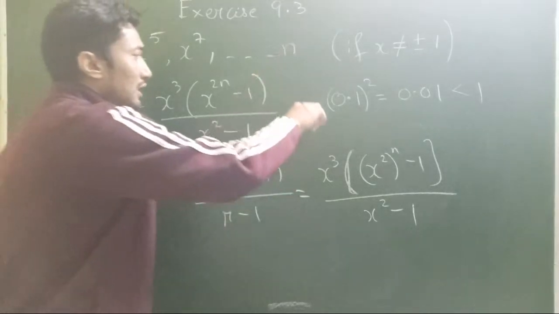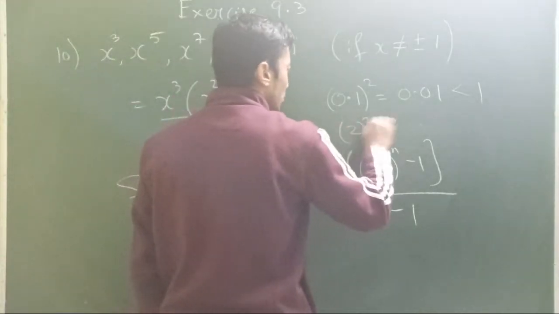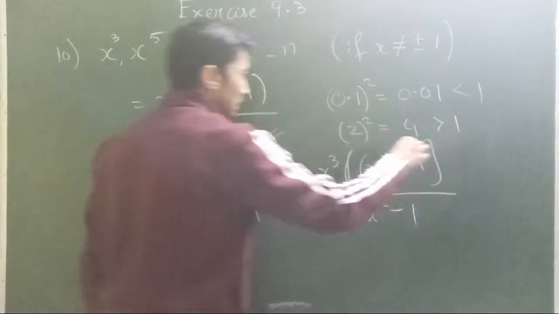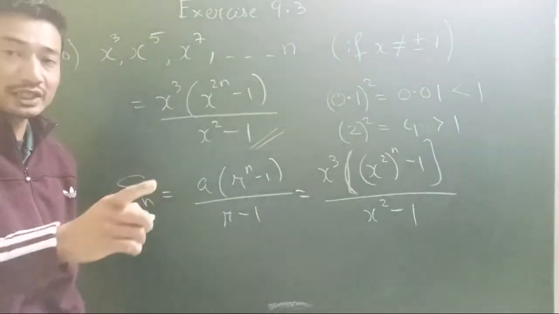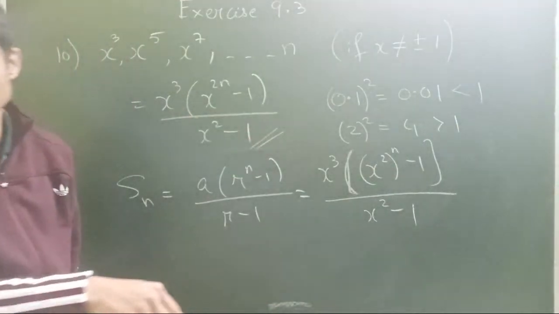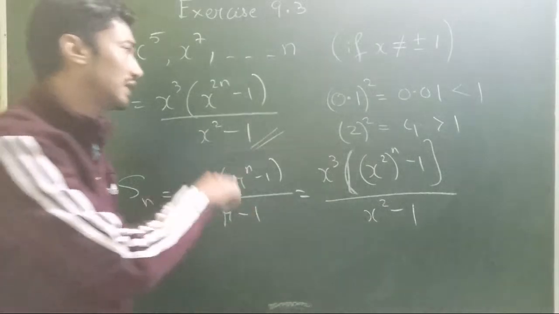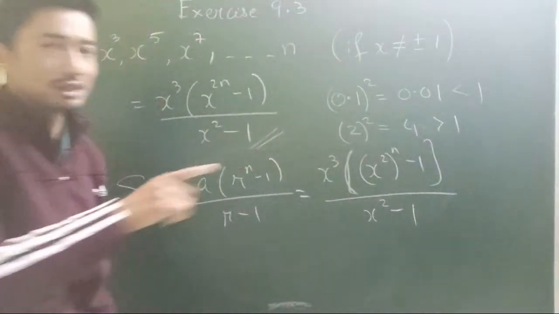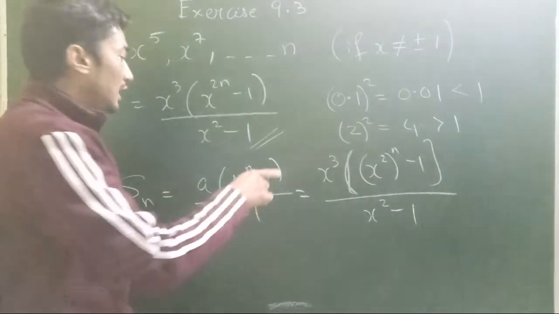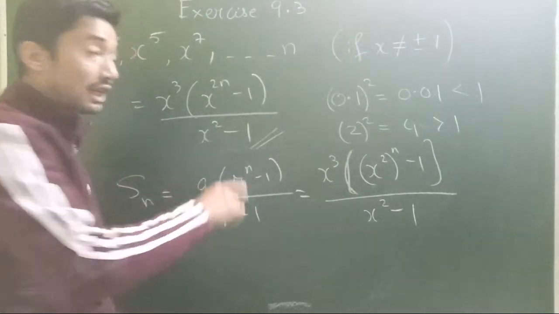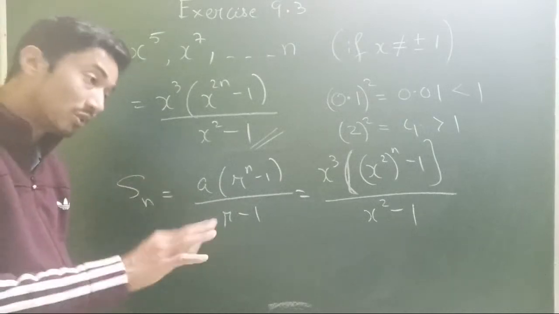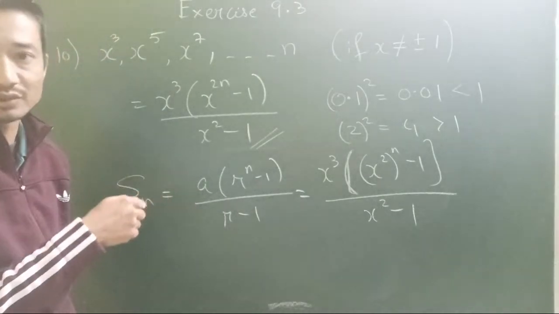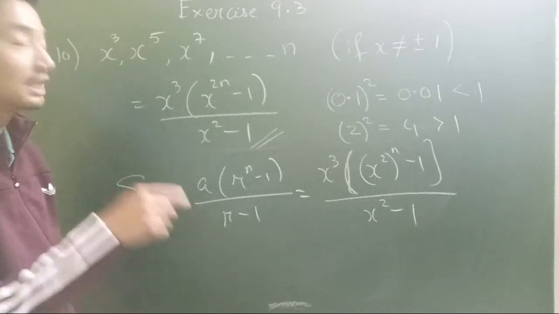If x is 2, 2 square is 4, that is greater than 1. One thing is sure, it will be positive by any means, but it can be less than 1 and it can be greater than 1. So both are possibilities here. Either you can have this solution or you can have the other solution. Any one will be correct, no problems with that. It's similar to that previous question.